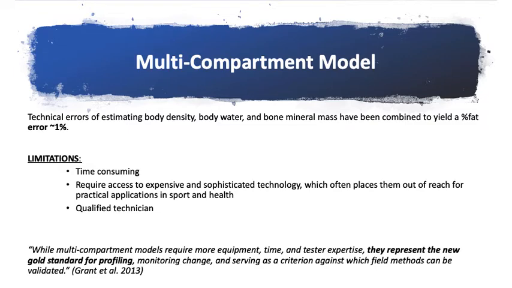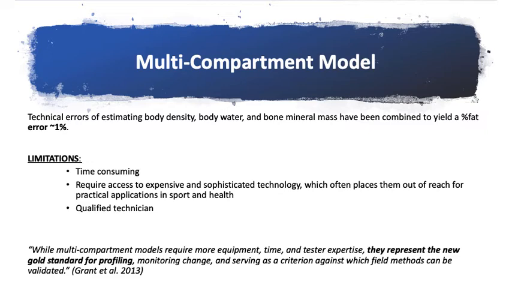Now let's talk about some of the pros and cons of the multi-compartment model. First of all, technical errors of estimating body density, body water, and bone mineral mass have been combined to yield a percent body fat error of approximately 1%. So you still have a 1% error. If you're reporting that the individual has 25% body fat, this could be plus or minus 1%. Okay, this isn't that bad. This is the lowest percent error that you can get out of any technique for body composition. And we'll talk more about this as we continue on.